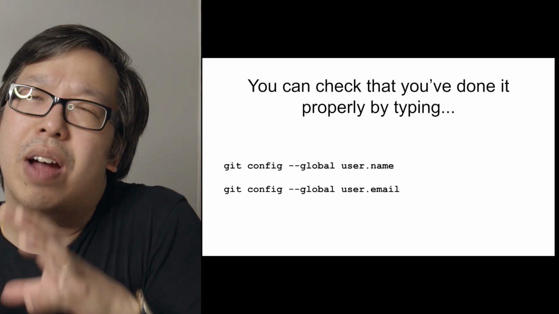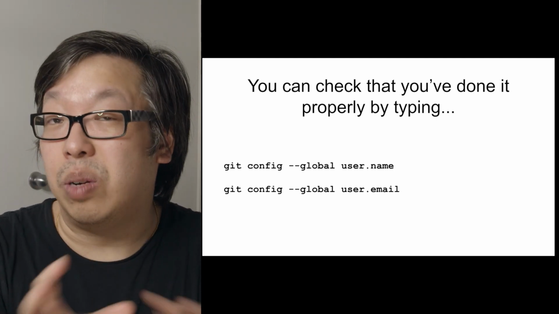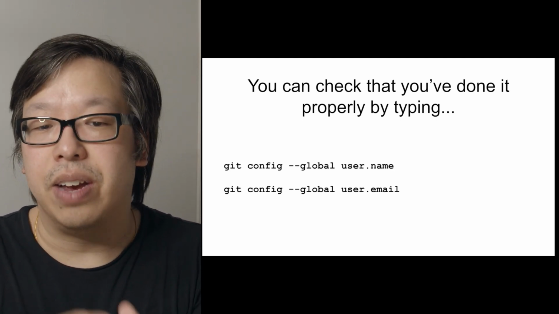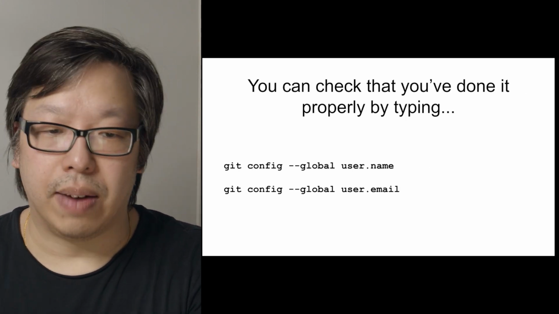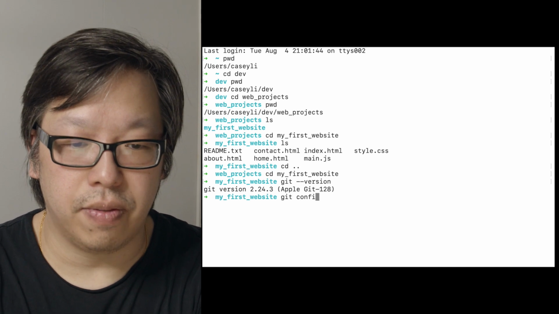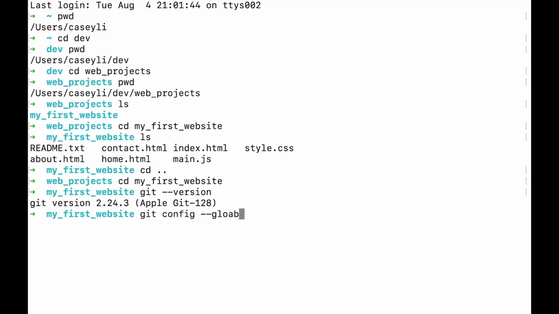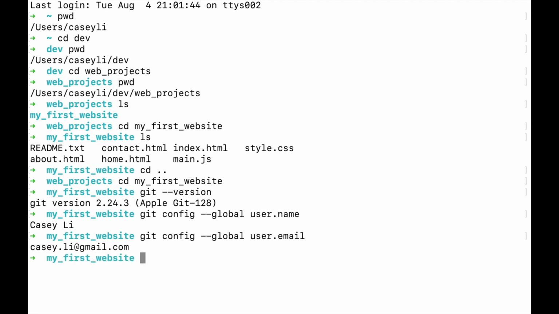By the way, if you're ever curious about whether you set it right and you want to check, you can type git config --global user.name, without any space after. So here you go. If I type git config --global user.name, there we go. Mine's set to Casey Lee. And if I check my email address there, casey.lee@gmail.com. That way you can make sure that it's working properly. In fact, you can see I could change my email address here.